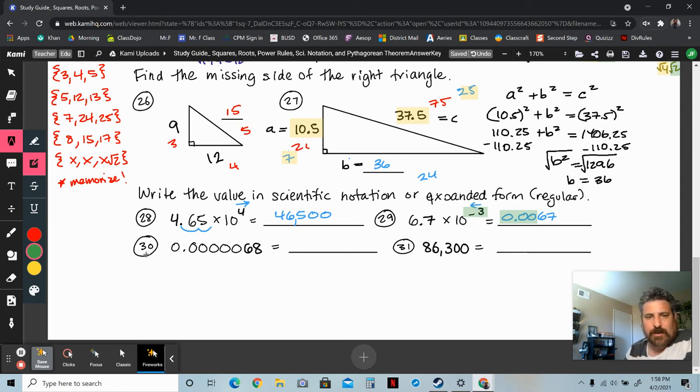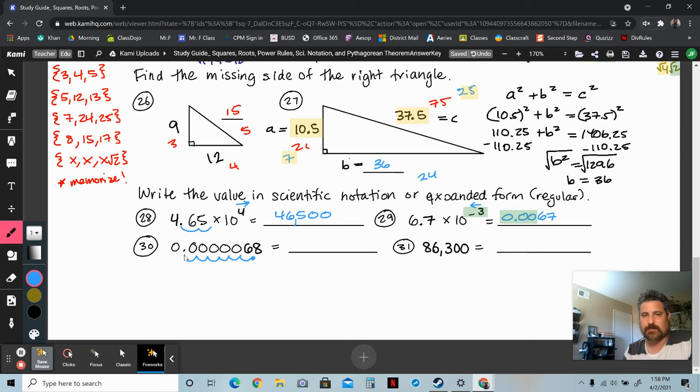When you guys are doing number 30 and 31, you're writing these in scientific notation. You just have to locate where the decimal is going to go. So you want the lead digit to be in the ones place. So you want the decimal to be right here between the 6 and the 8. So in this case, you're moving it basically between 6 and 8. How far are you going to move it? You're moving it 1, 2, 3, 4, 5, 6 places.